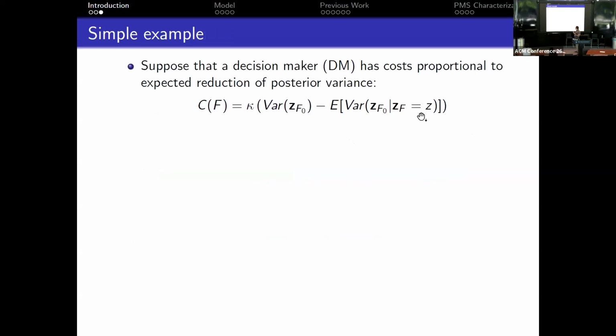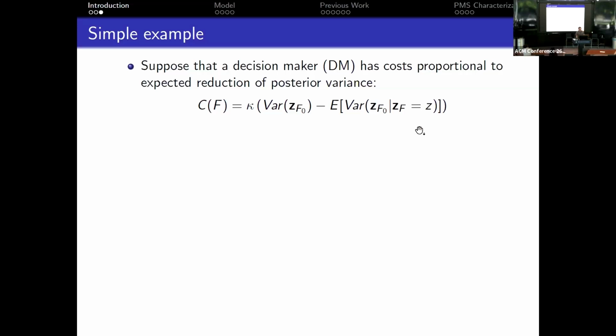So to illustrate this in a simple motivating example of a reasonable case of such a cost function, let's think about the case where the cost of information is proportional to the reduction in posterior variance. So its cost C of F is given by some scalar times the variance of the ex post variable from an ex ante perspective minus the expected value of the variance of the ex post variable contingent on receiving a signal that tells you that the posterior mean is equal to Z.